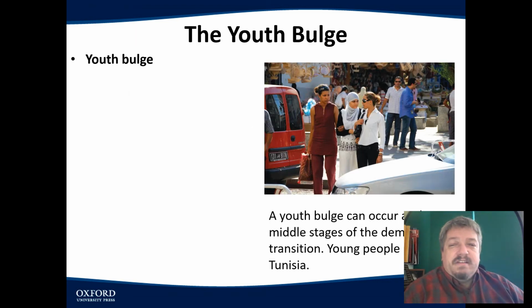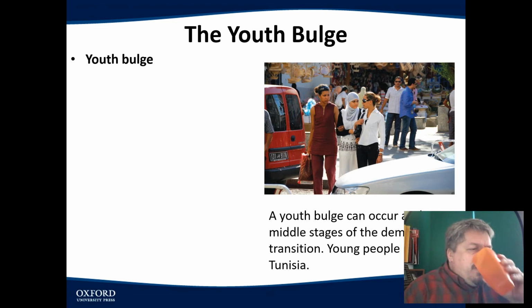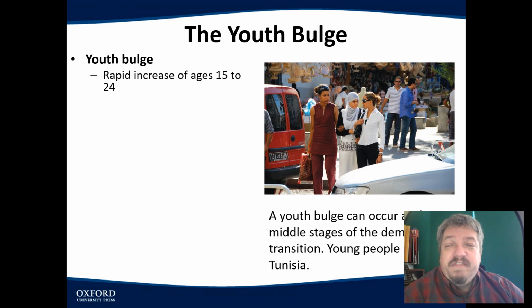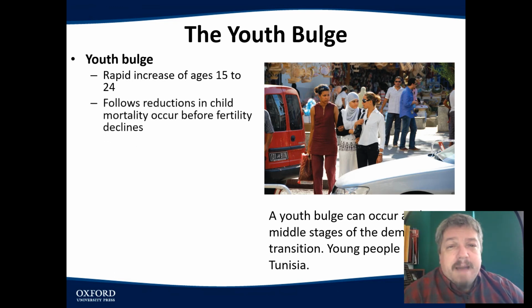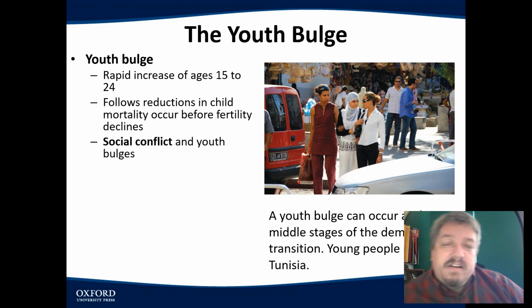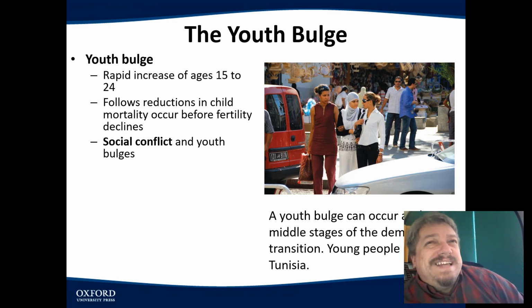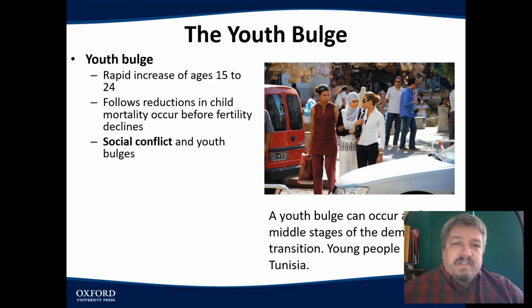Another aspect of this that is negative is the youth bulge. If your country goes through the demographic transition and all of a sudden you have a large number of young people, especially 15 to 24, and this usually happens, again, when we see that reduction in the death rate but the birth rate hasn't dropped, we often see a lot of conflict. A great example is the Arab Spring. In 2010 through 2012, you see revolutions in Egypt, in Qatar, Libya, Syria.